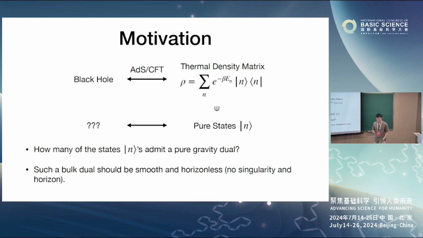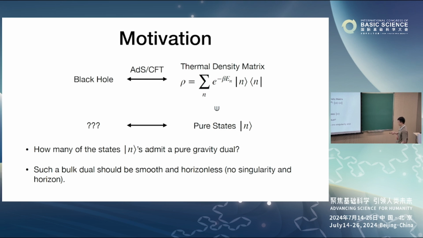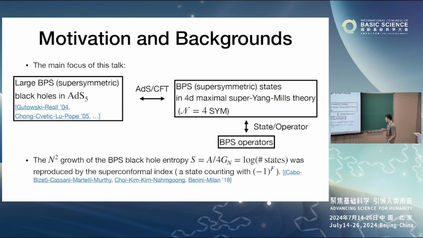Right. So the question is, how many of these admit a smooth and horizonless geometric description? That's the thing I would like to explore. Good. Even if I specify this question a little bit, it's still very hard to answer. So to answer it, let me consider a slightly more special case.